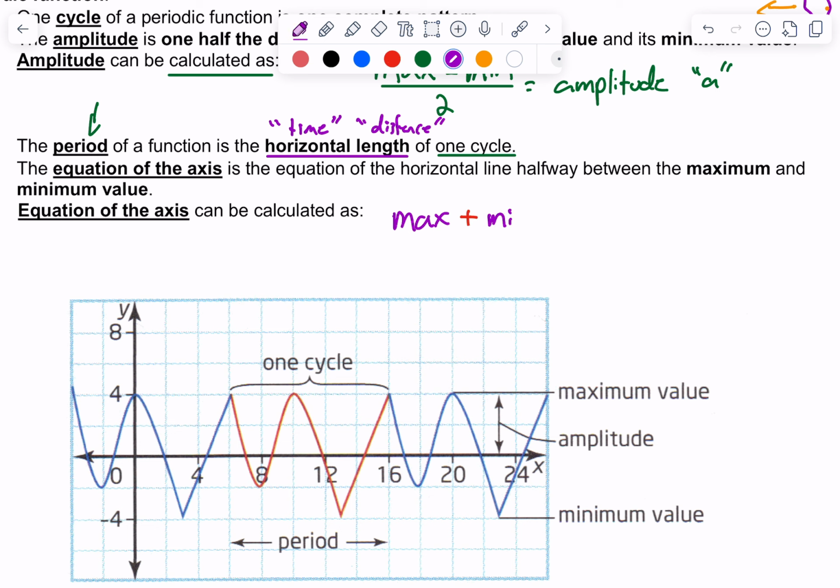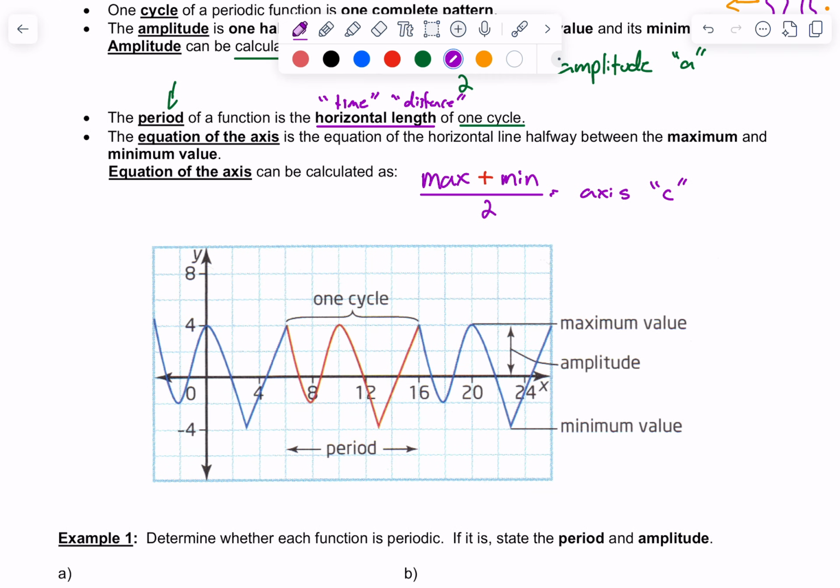So it's max plus min over 2. And that's what gives you the equation of your axis. I'm just going to say axis. And we usually give this the letter C, okay?